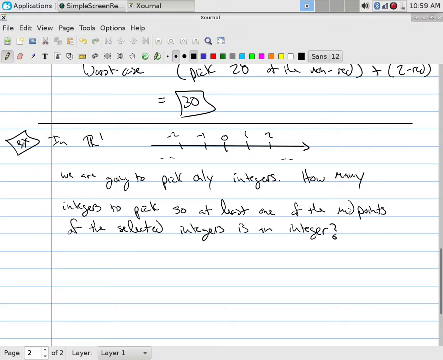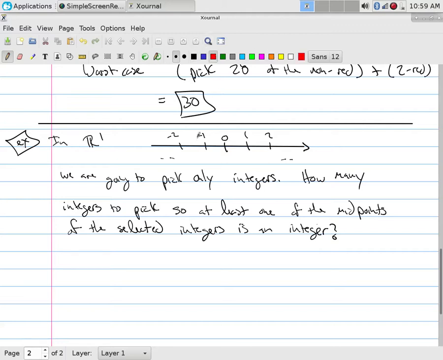For example, if I picked 0 and 1, what's the midpoint? 0.5, it's not an integer. But if I picked 0 and 2, what's the midpoint? 1. What if I picked negative 2, negative 1, and 2? Negative 2 and negative 1, what's their midpoint? That's negative 1 half, that's not an integer. What about negative 1 and 2?